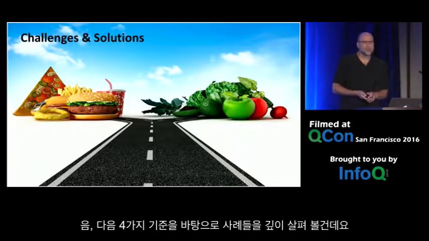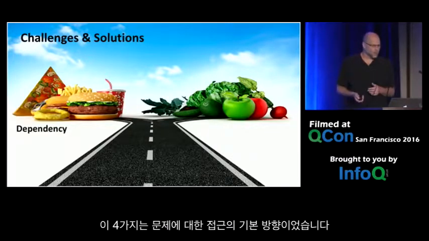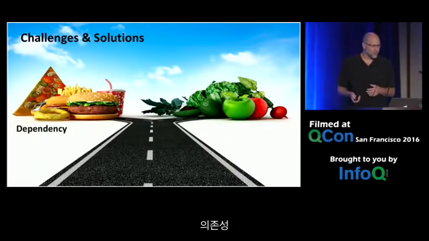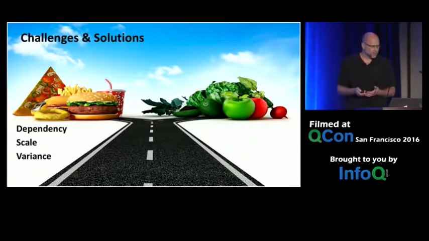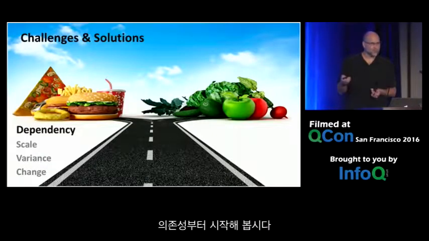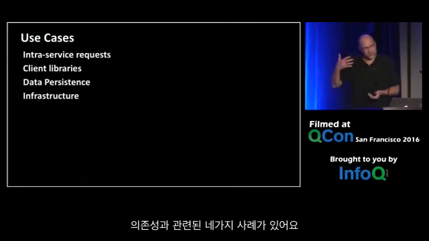We're going to break this down into 4 primary areas that we're going to investigate. There are 4 dimensions in terms of how we address these challenges: dependency, scale, variance within your architecture, and how you introduce change. We're going to start with dependencies, and I'm going to break this down into 4 use cases within dependencies.